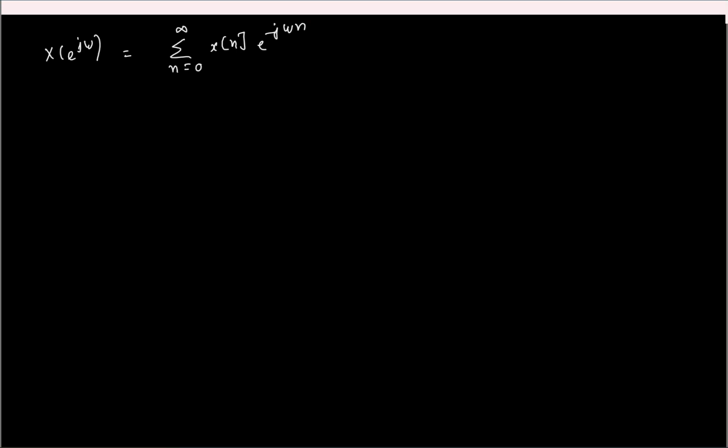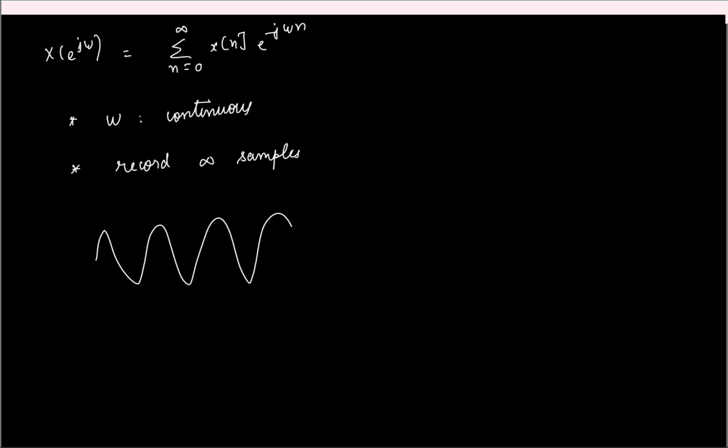Fine. Now there are two things. One is the fact that this omega is a continuous variable, right? So we have to compute this Fourier transform for all possible values of omega. Omega is periodic in 2 pi, but in a period of 2 pi you have to find it for all possible values of omega. Second is the fact that the summation is running from 0 to infinity, right? So to find it exactly, I need to record it for infinite samples. This is especially problematic in our case because we are dealing with sinusoids, and if you want to get the right discrete time Fourier transform, the sinusoid has to be considered from 0 to infinity, right? So let's see how we'll solve them.